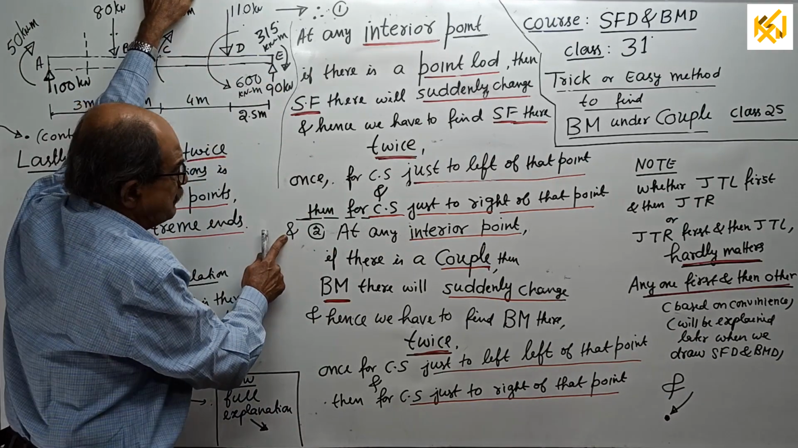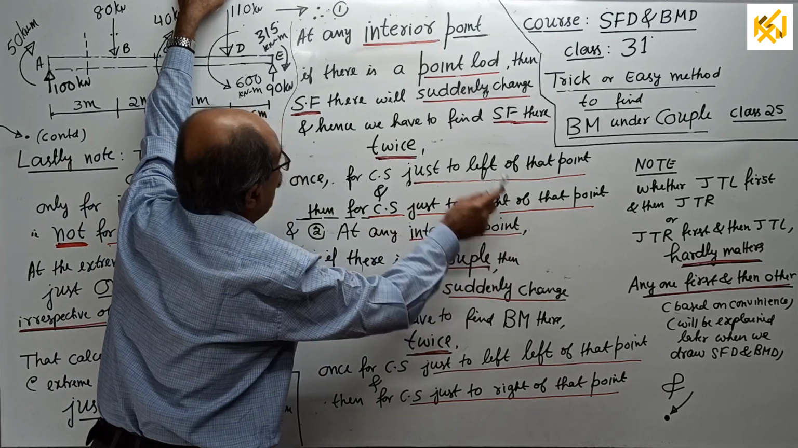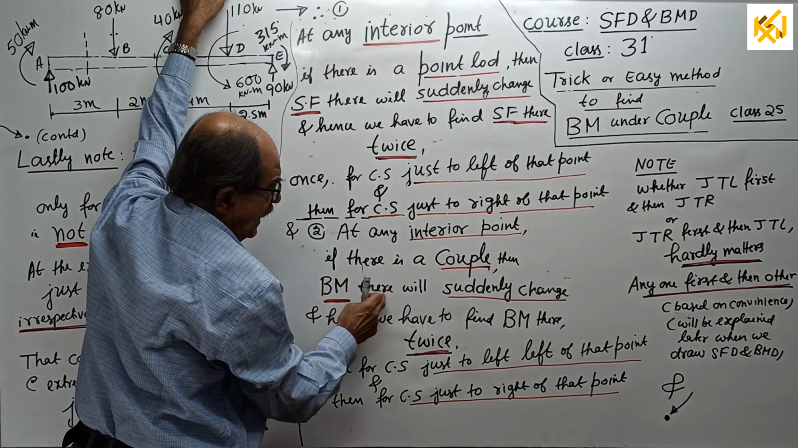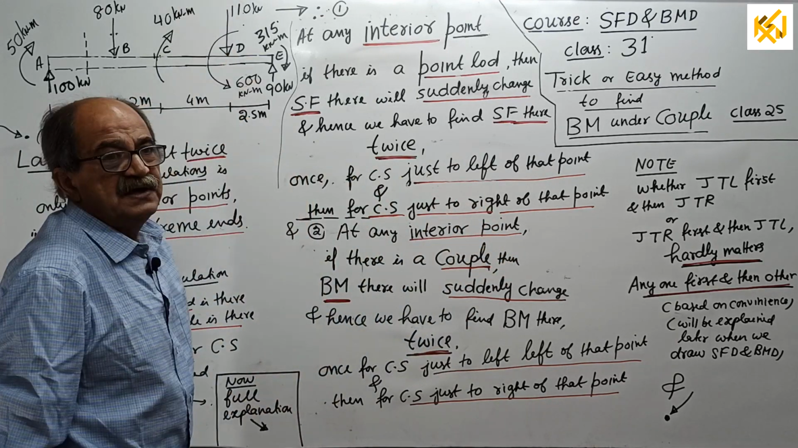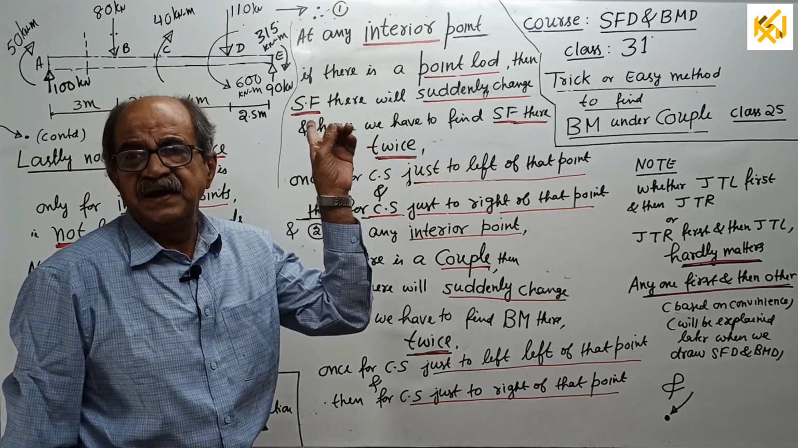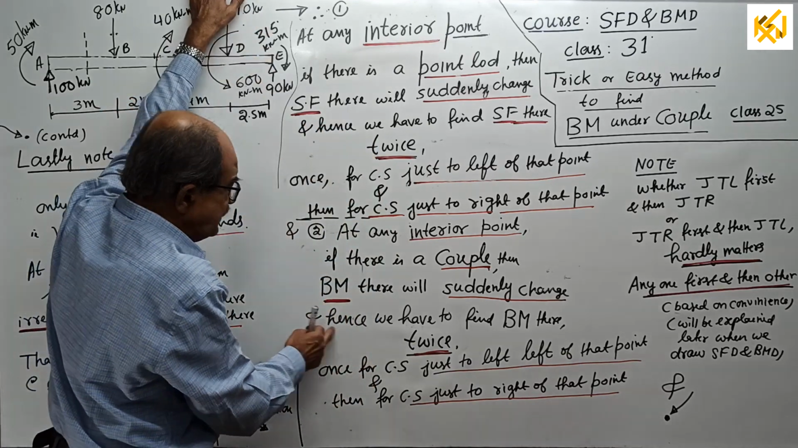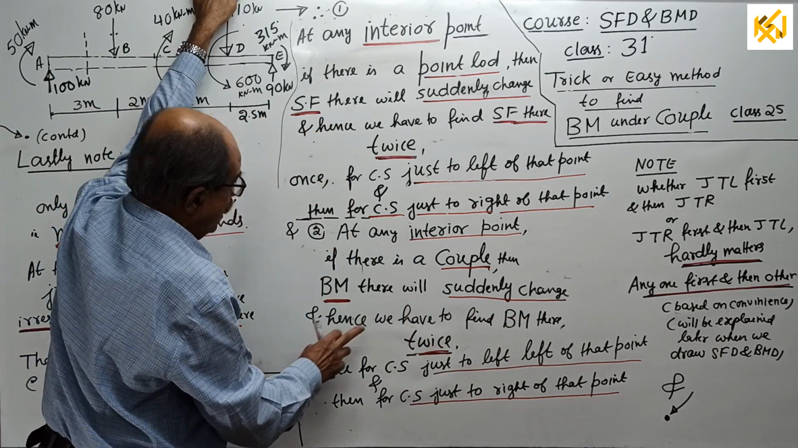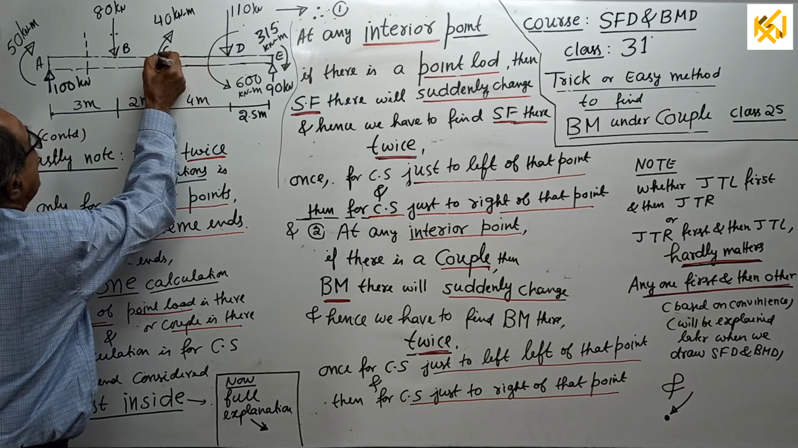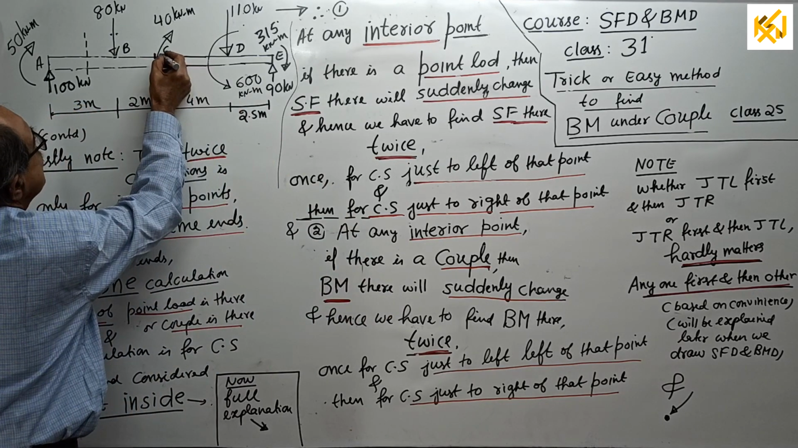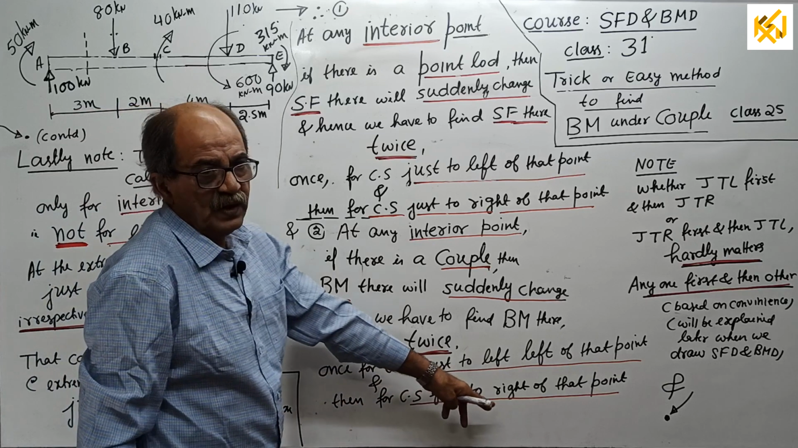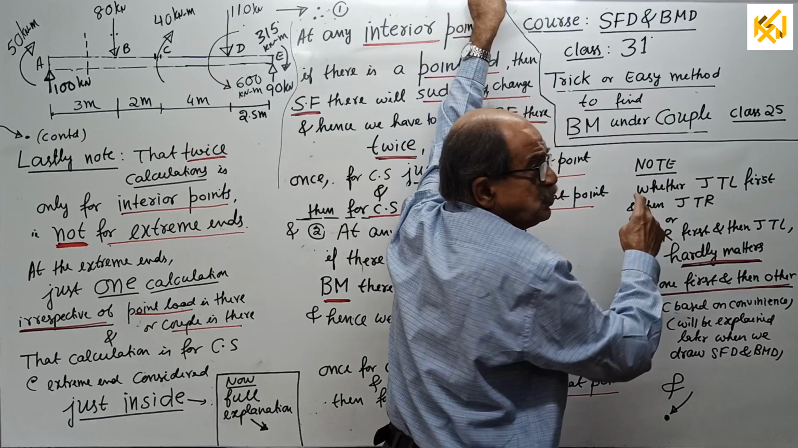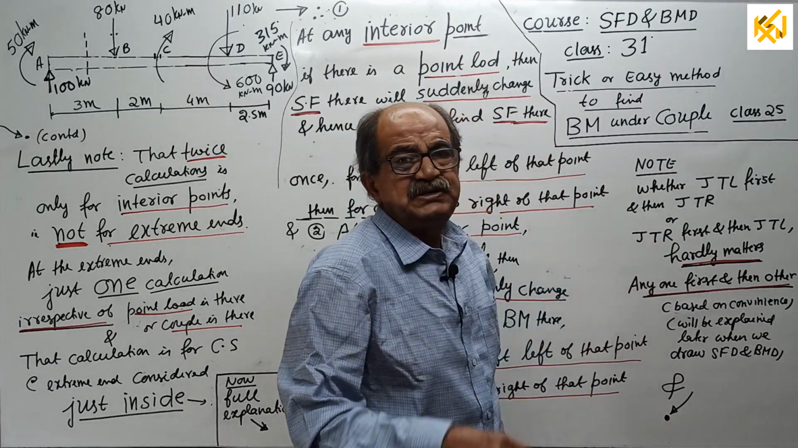And second point, at any interior point, same as that one, if there is a couple, then BM there will suddenly change. How it changes, you can make out when I consider this example later. And hence, we have to find BM there twice. Once for the cross section just to the left of that point, and then for the cross section just to the right of that point. Over.